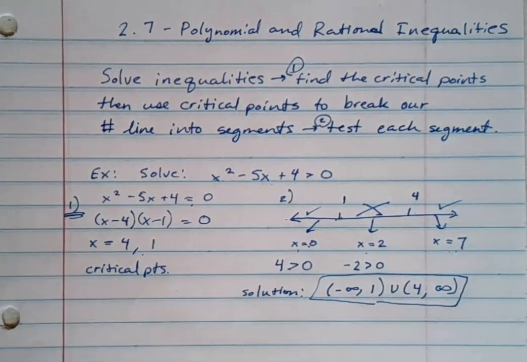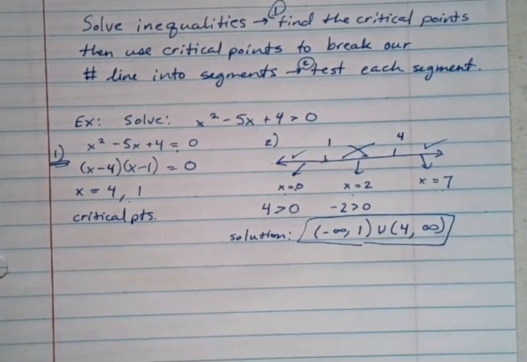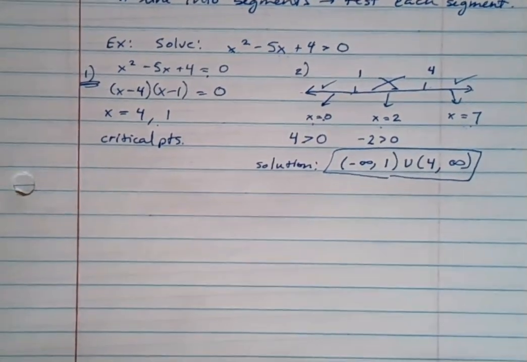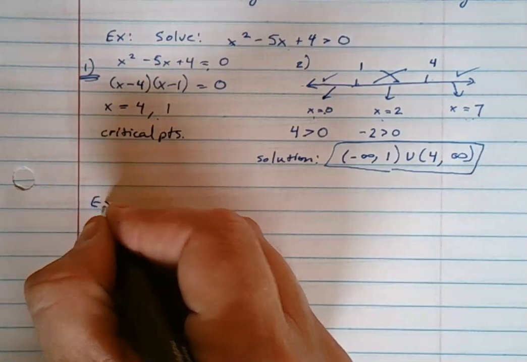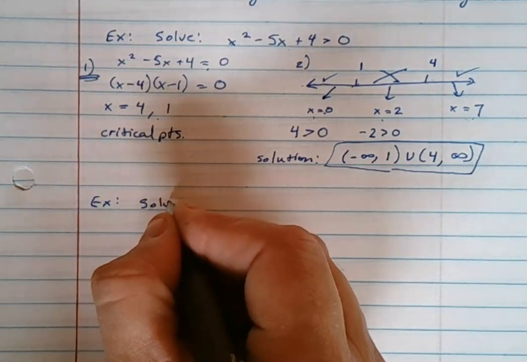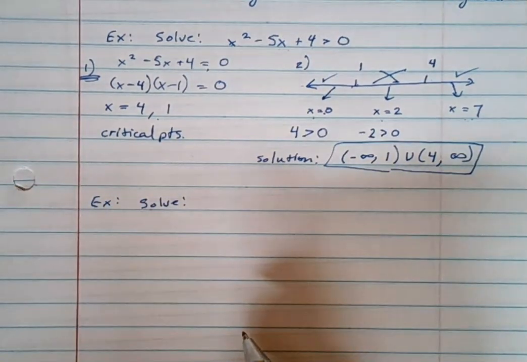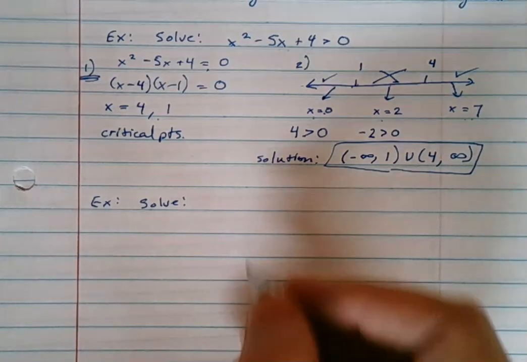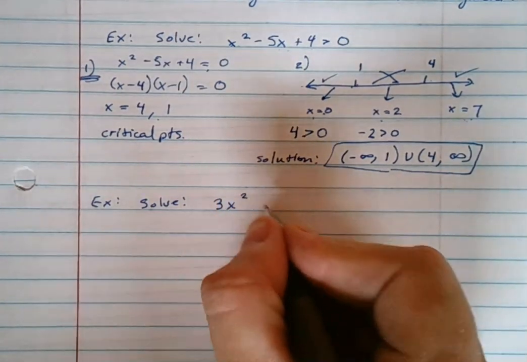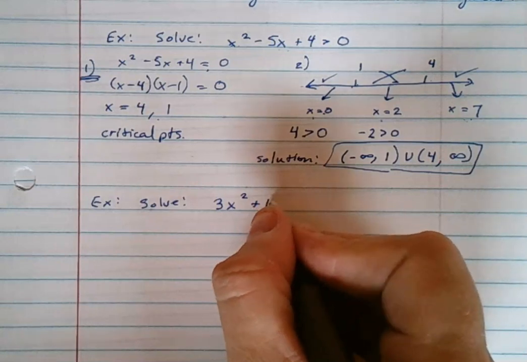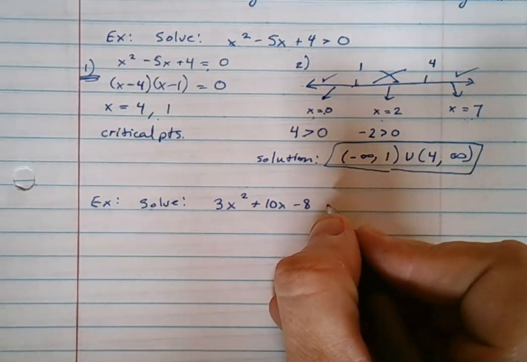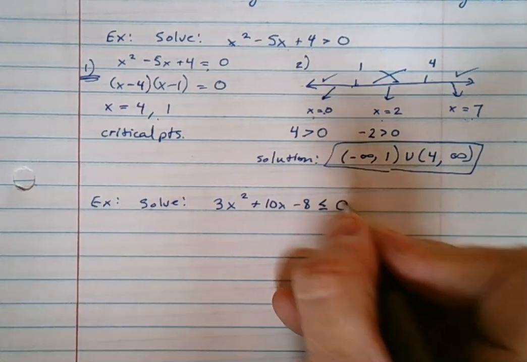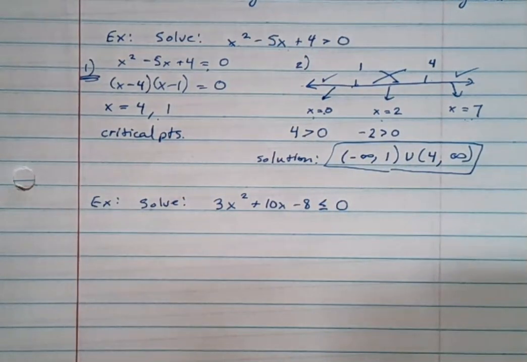Okay, so let's try another one. Number 2. Another example here. Solve, let's try something like this: 3x squared plus 10x minus 8. And this time we're going to say is less than or equal to 0.